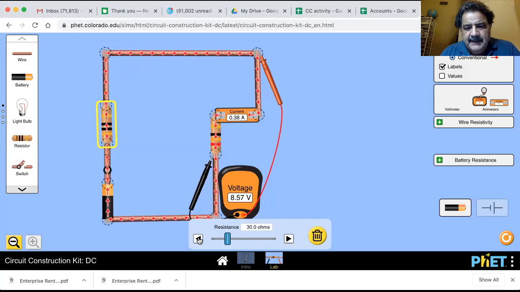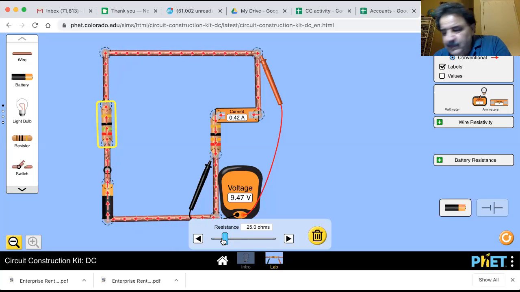1, 2, 3. And there we are, 30. That's 8.57 volts and 0.38 amps, 380 milliamps. Let's go down to 25. 9.47 volts and 0.42 amps, 420 milliamps.